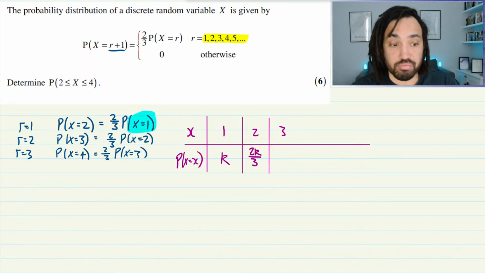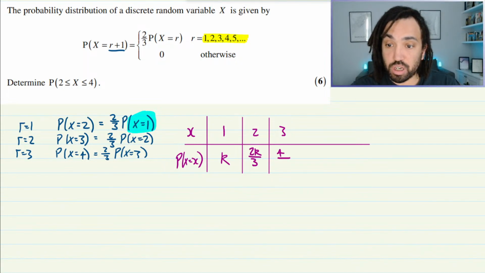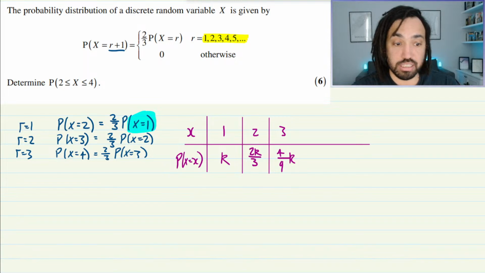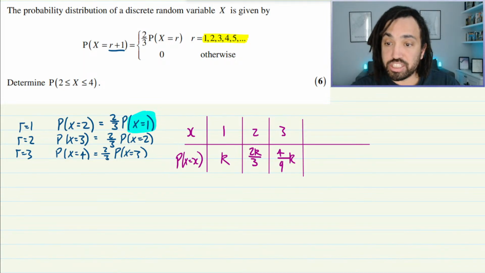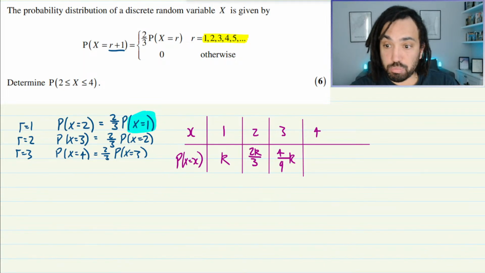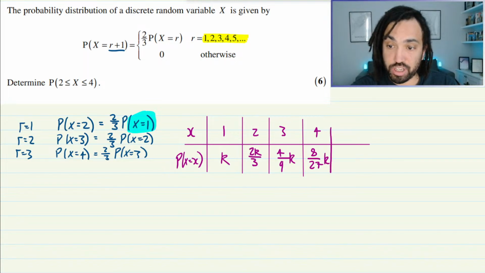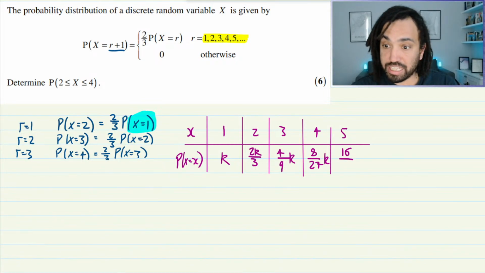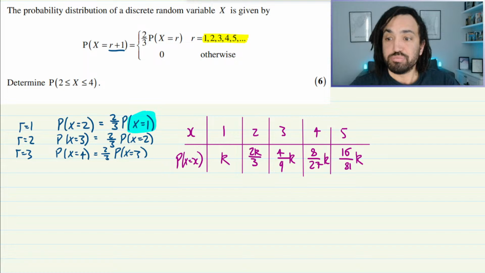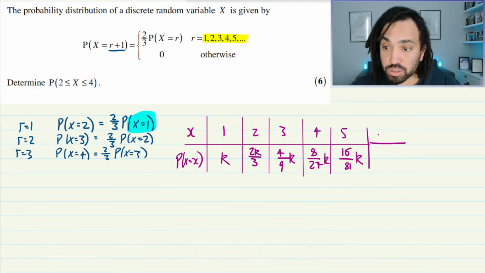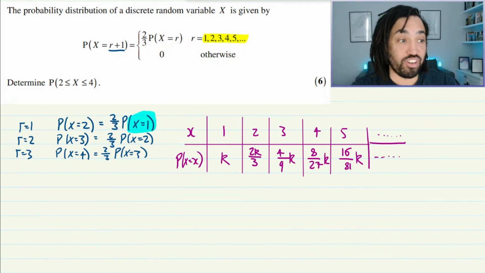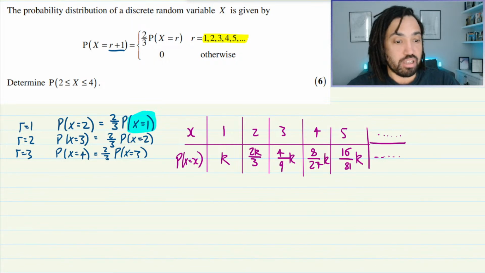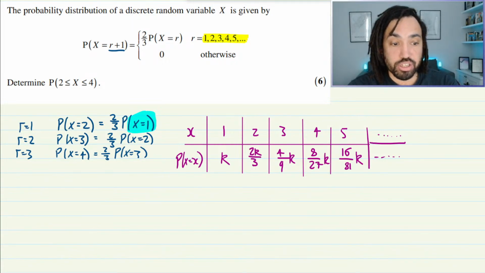Okay, this is 4, yes, 4/9K. Perfect. Love that. And it's just going to keep going on like this. So the next one will be 8/27K, because you're timesing by 2/3. The next one is going to be timesing by 2/3, 16/81K. And that's going to go on forever and ever and ever. So what are we going to do?